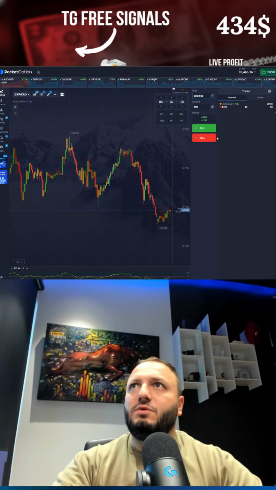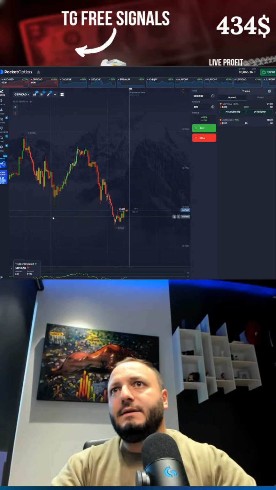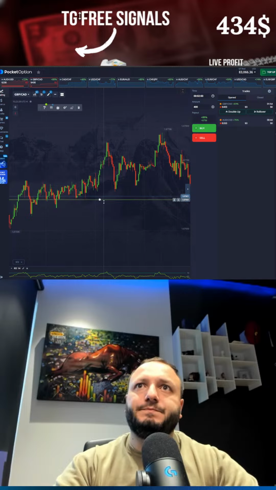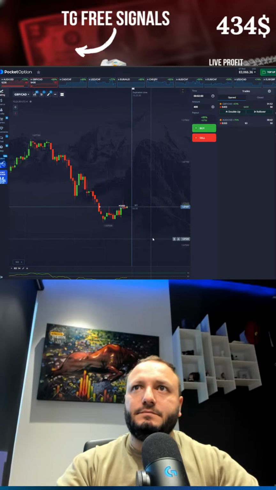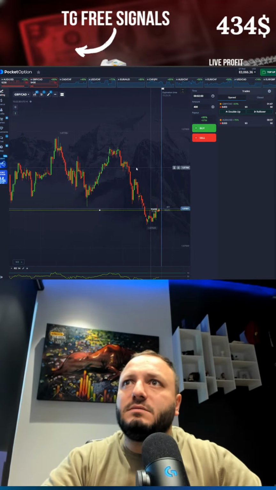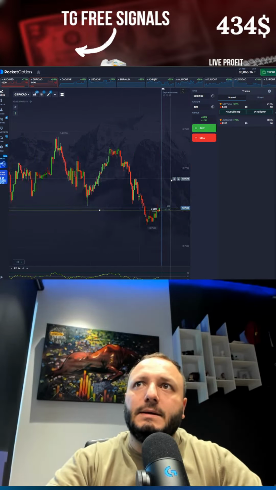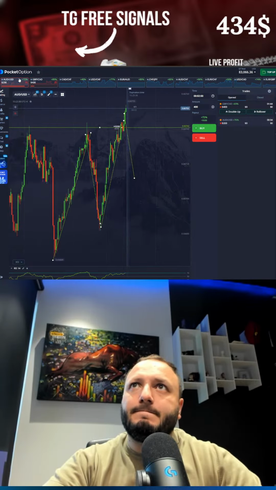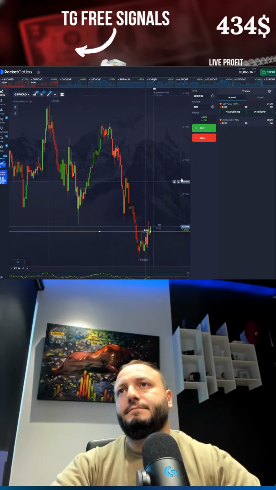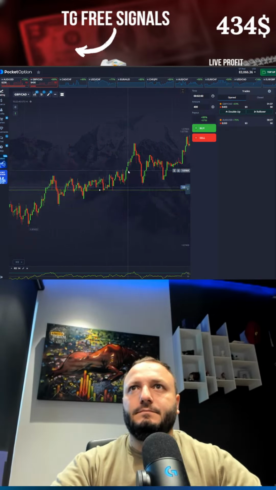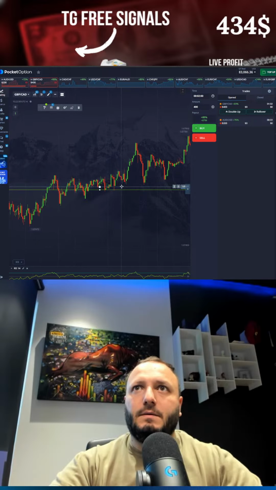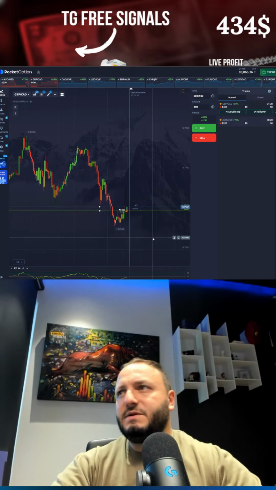Here we have a good situation. That's why I'm opening a deal down, because we have a resistance level here. I hope it will be a plus without any problem. It's already inside the resistance zone.